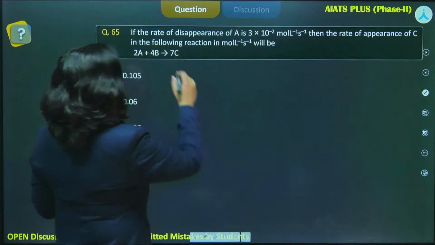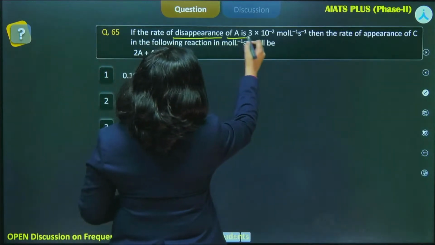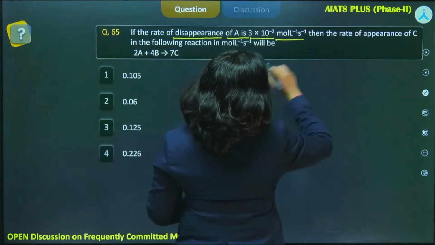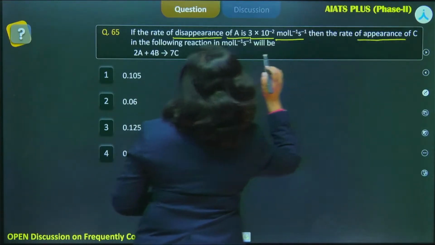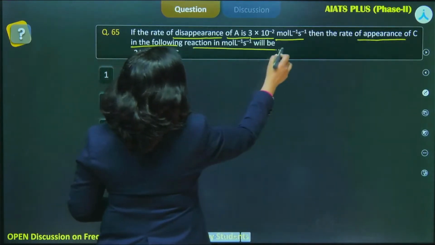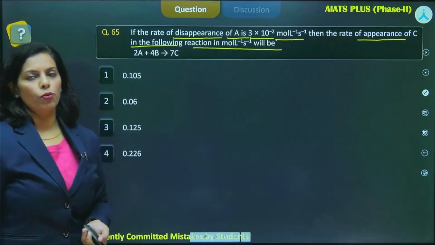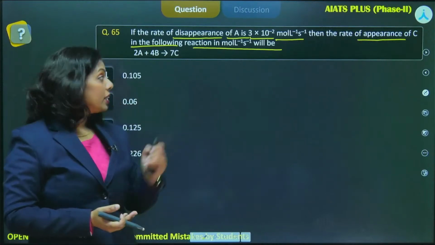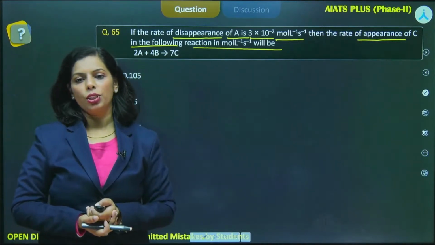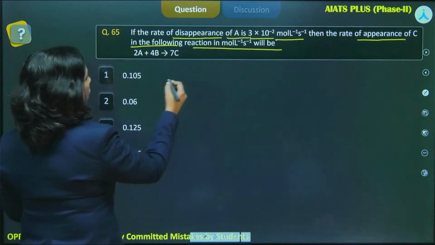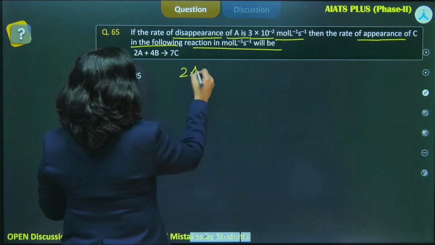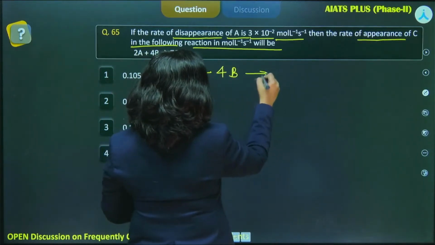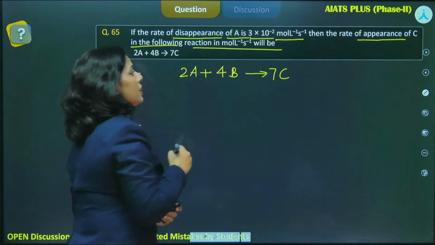Okay. Now, the rate of disappearance of A is 3 into 10 raised to the power -2 mole per liter per second. Then what is the rate of appearance of C in the following reaction, in mole per liter per second? So in such a type of question, we need to just look at the average rate of reaction with respect to the species taking part in the reaction. Okay. So in this case, you have 2A plus 4B, and it is forming 7C.